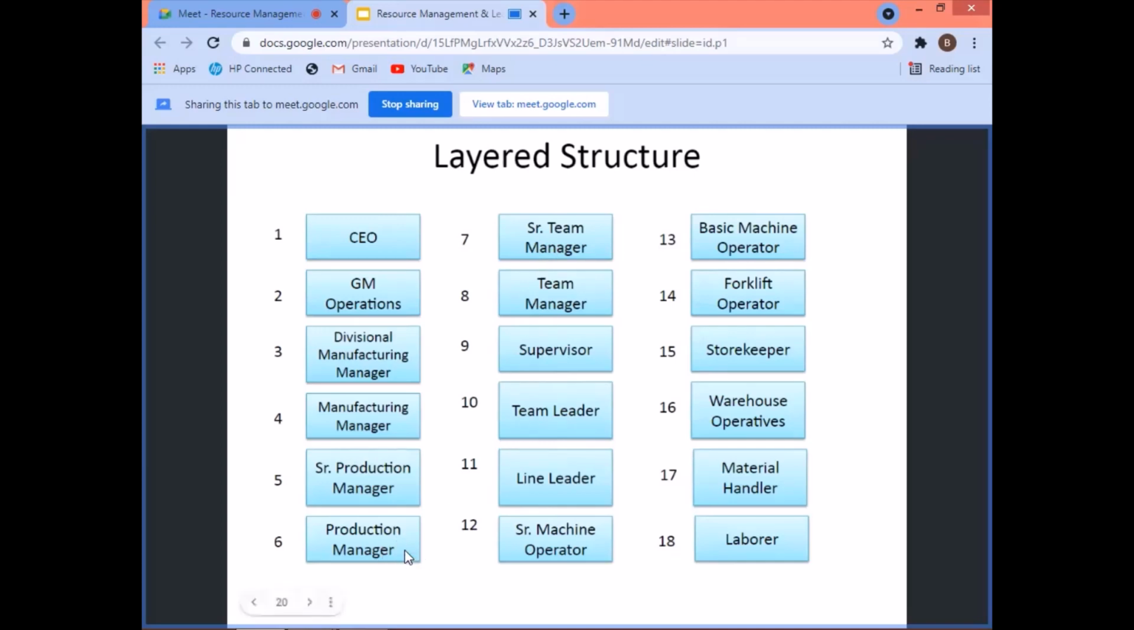The production manager will make a decision, and he says, this is not within my level of authority. I will escalate it to the senior production manager. The senior production manager will escalate to the manager. So this is the layered structure.